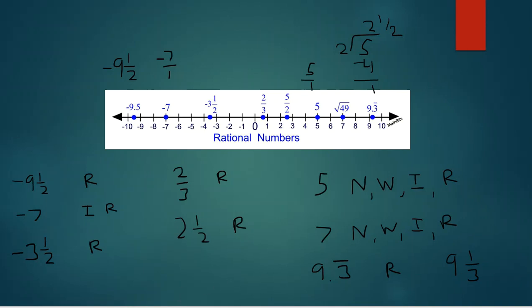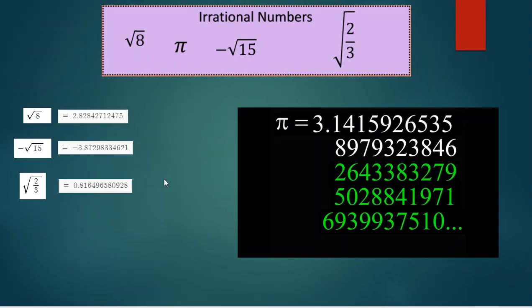Okay, now there's one last classification of numbers that we need to talk about, and that is irrational numbers. Okay, rational numbers can be written as fractions. Irrational numbers cannot be written as fractions, and that is because irrational numbers have a decimal that doesn't ever repeat and that doesn't ever end. So there's no way to write an irrational number as a fraction.